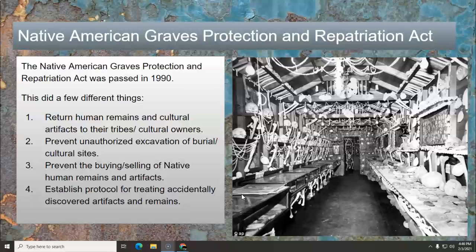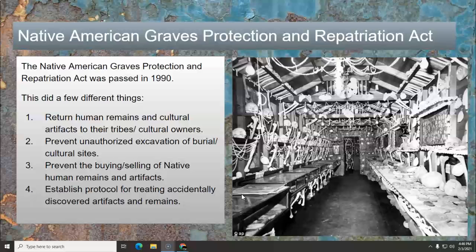The Native American Act also prevented unauthorized excavation of burial and cultural sites. For example, let's go dig up some people and make some art with it, or let's go dig up some pottery and sell it on eBay. It's to prevent the buying and selling of native human remains and artifacts. Yes, that used to be a thing. People used to buy, quote, Indian skulls as decorative objects.